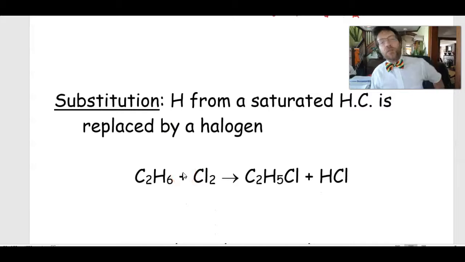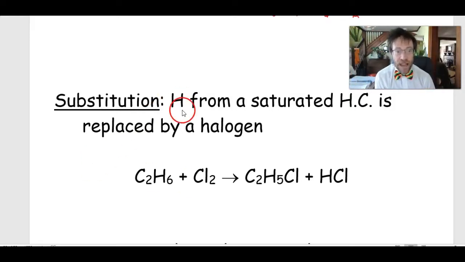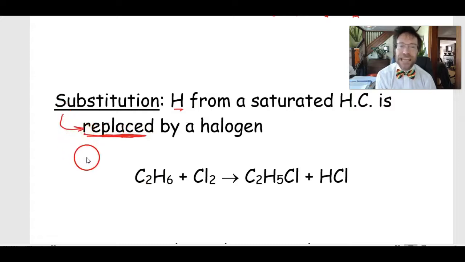Next one, substitution. Look, this is one of those situations where we are not trying to be difficult with the name. Y'all know what substitution is in a sport, right? One player out, one player in. That's the way it is with a chemical reaction. It is where a hydrogen from a saturated hydrocarbon is replaced. That is what's clutch here. Substitution is replacing something.